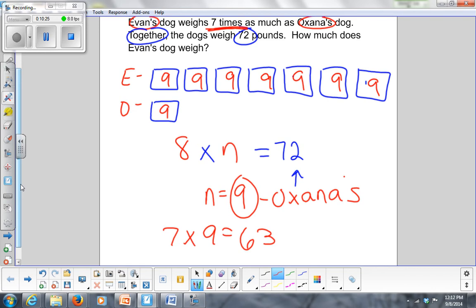Brantley. 63. How come not 9? Because 9 is Oksana's dog. Okay. And the problem's asking me to? Find how much Evan's dog weighs. Evan's dog. Okay, does everybody understand that? Yes. Okay, so what is my answer? 63. Okay, Evan's dog, not Oksana's dog, but Evan's dog, right?